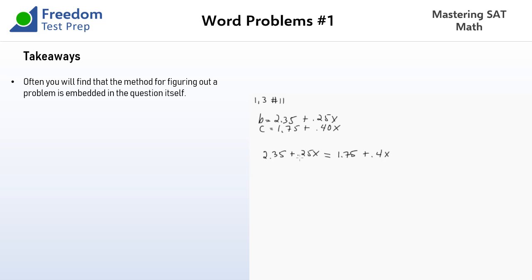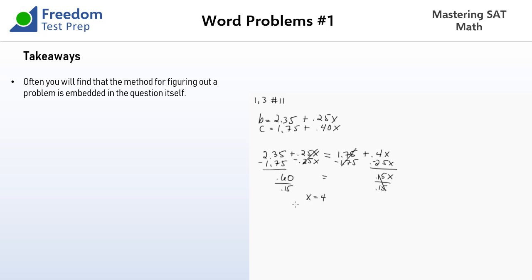Okay. So let's just begin by solving for x. We're going to subtract out the 0.25x, and we get 0.15x, and then we're going to subtract out the 1.75, and we're going to get 0.60. So we get 0.60 equals 0.15x. We're going to divide that out by the 0.15, and we're going to get x equals 4.